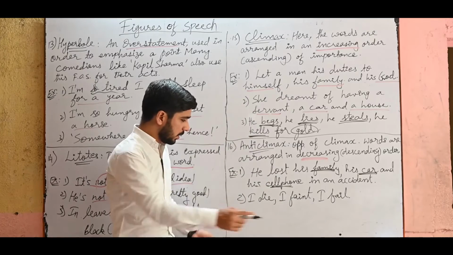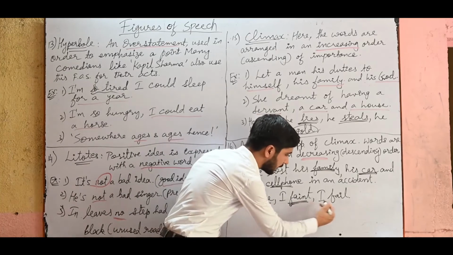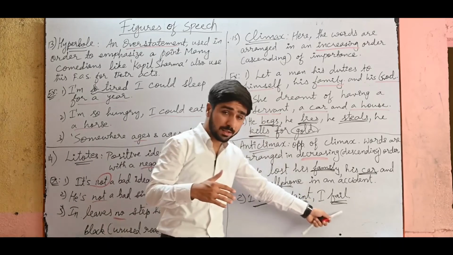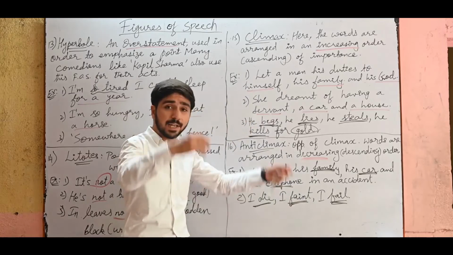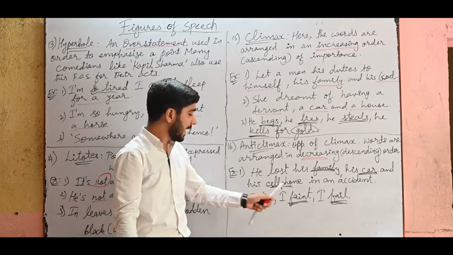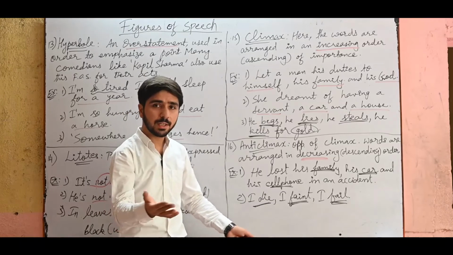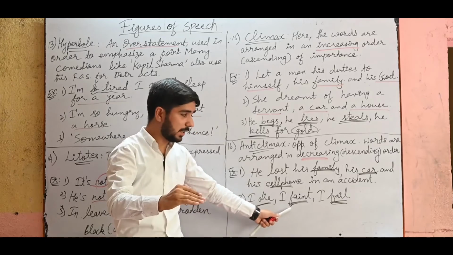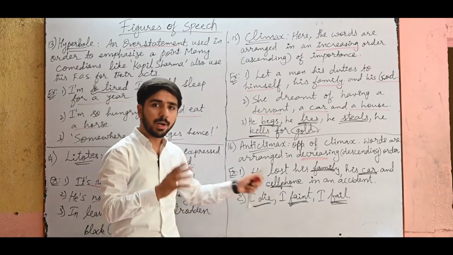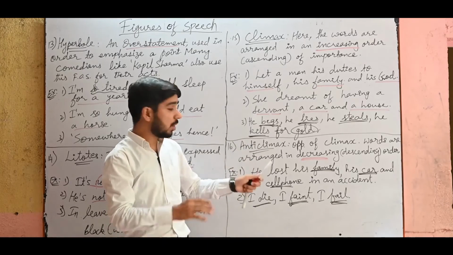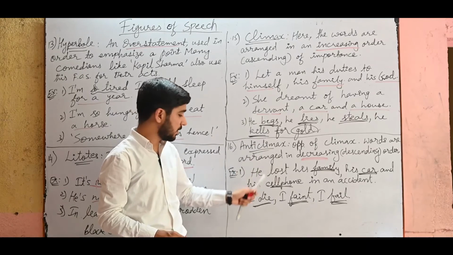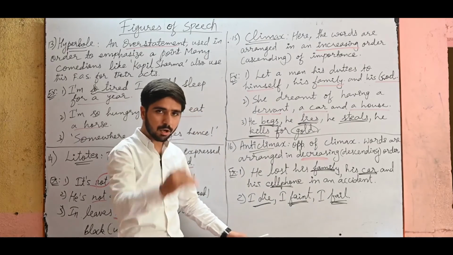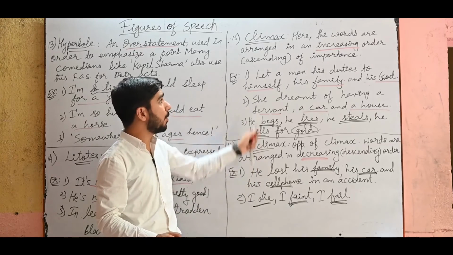So first the person says that he died, then he fainted, and then he failed. But it's not possible. Why? Because the person will fail, maybe in an exam or in his life, and then he will faint, he will fall down, he will be unconscious, and then he will die finally. But here it is opposite. Here it is decreasing order. Like first he will die, and then he will faint, and then he will fail. It is not actually possible, but it is used by the poets in the poem because it is a part of figures of speech. So that is decreasing order, coming downstairs, and that is anticlimax, opposite of climax.